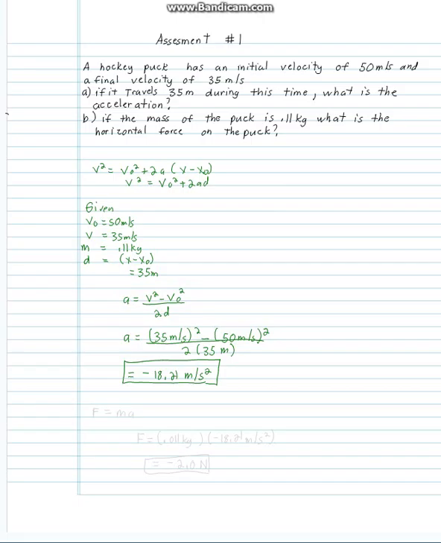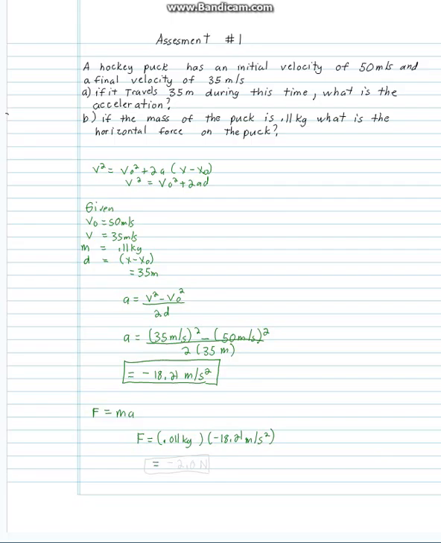So from Newton's second law of motion, the expression for force is given by this formula, which is force equals mass times acceleration. And by substituting the values from the given above, we can compute that force equals 0.11 kilograms times our derived acceleration of negative 18.21 meters per second squared.